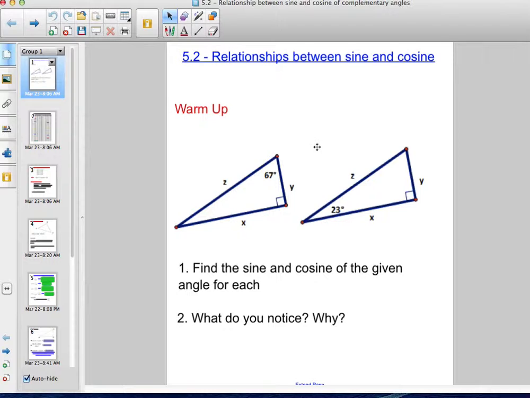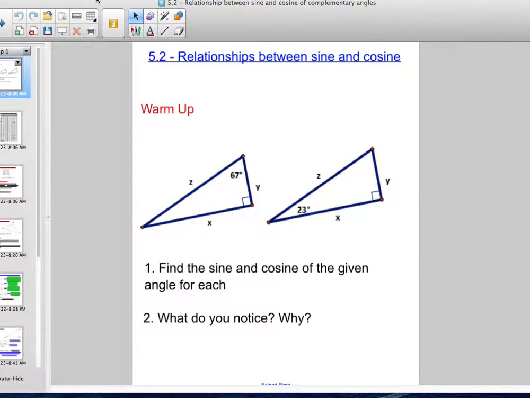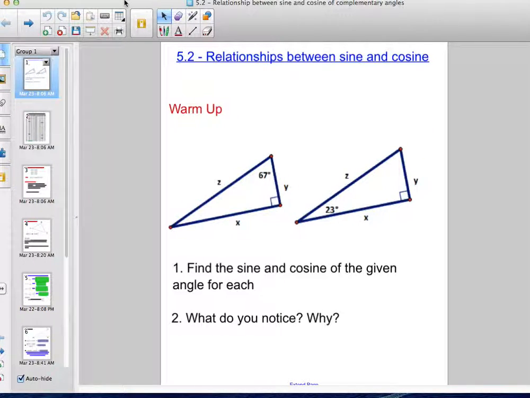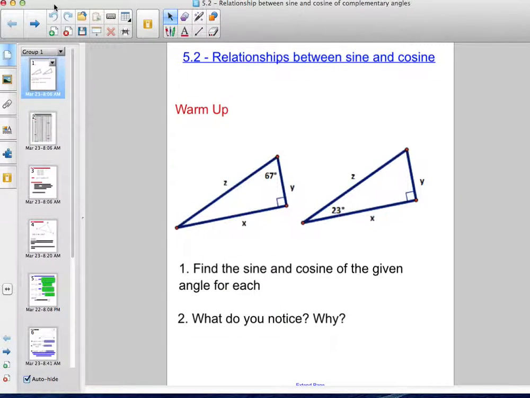But what I want to get to now is a slide. So today we have the relationship between sine and cosine. So here's your warm-up. I want you to find the sine and cosine of the given angle. So for the first one, find the sine and cosine of 67. Second one, find the sine and cosine of 23. And then just basically compare your answers. What do you notice and why? So pause the video, take a few minutes to do that, and resume the video after everybody's ready.